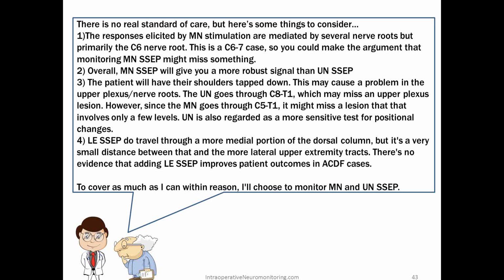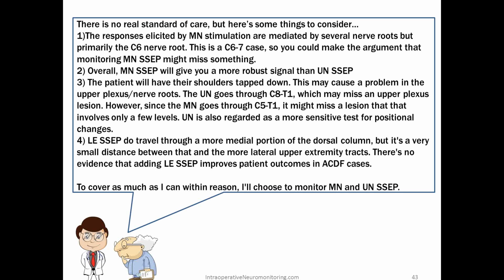Lower extremity SSEPs do travel through a more medial portion of the dorsal column, but it is a very small distance between that and the more lateral upper extremity tracts. There's no evidence that adding a lower extremity SSEP improves patient outcomes in ACDFs. So I think most of us are used to running uppers and lowers for an ACDF, but you could make an argument that it is unnecessary to run the lower extremity, especially since it's typically a worse modality with a lower success rate.